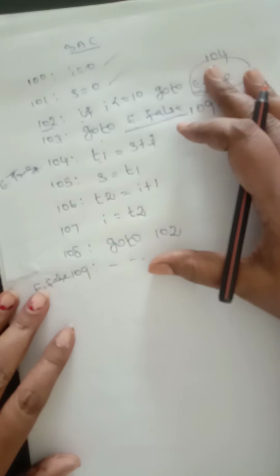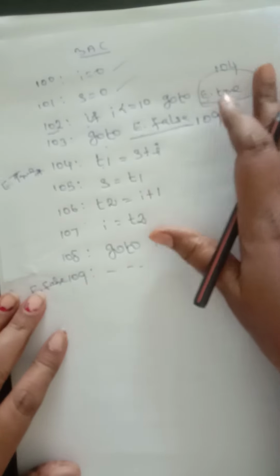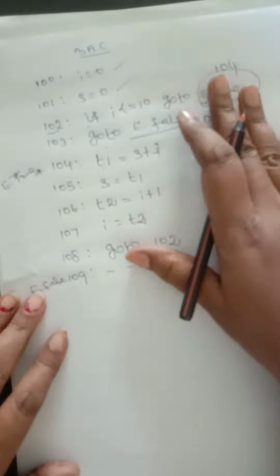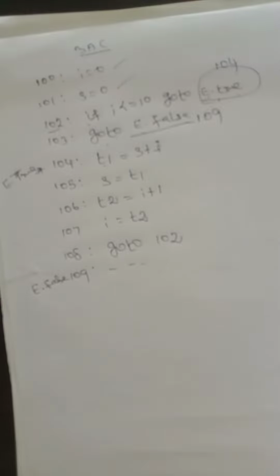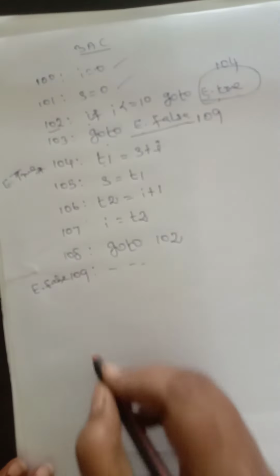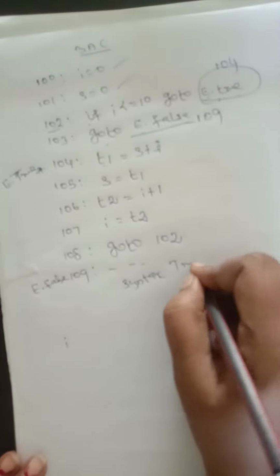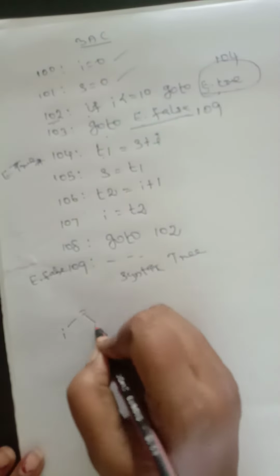So this is called the three address code for the given program. Then we have to construct the DAG. First we have to construct the syntax tree, then we construct the DAG. How do we construct it? What's the first statement? I equal to 0. So start with I. This is called the syntax tree. Then we will optimize it.